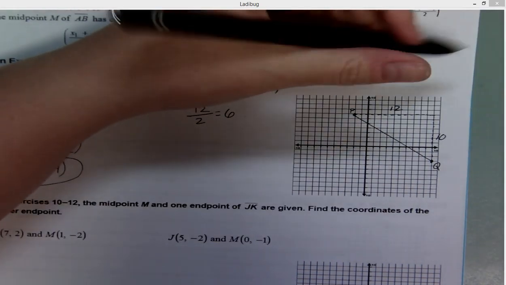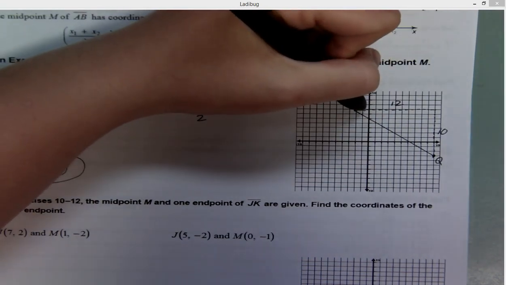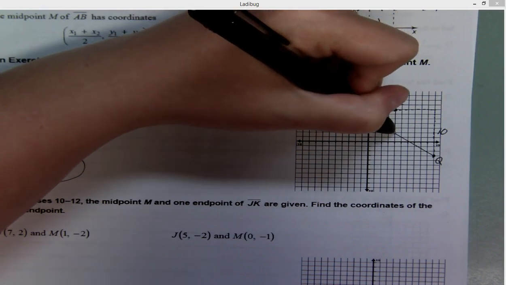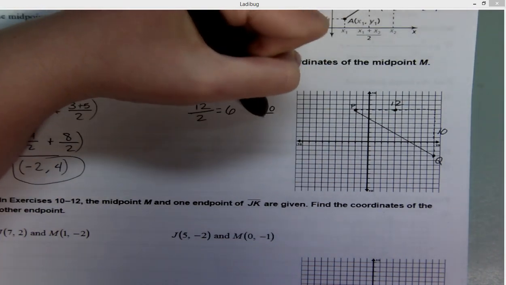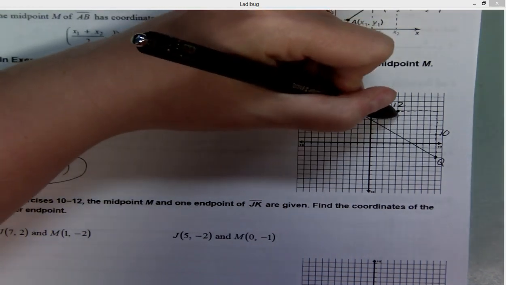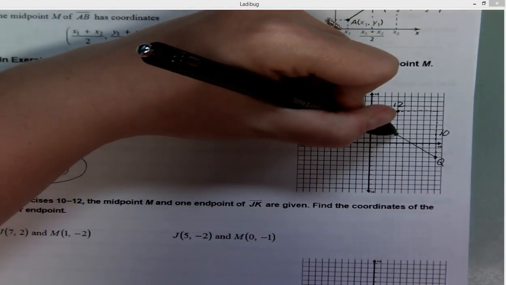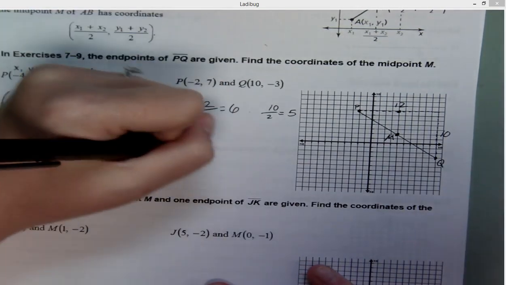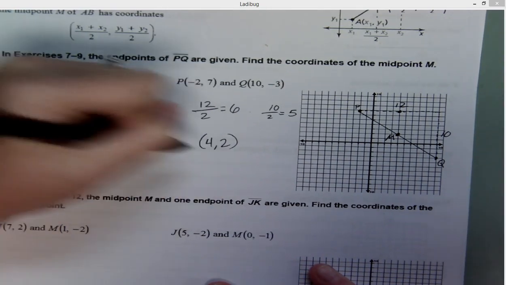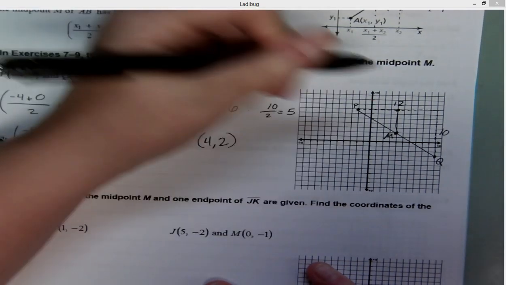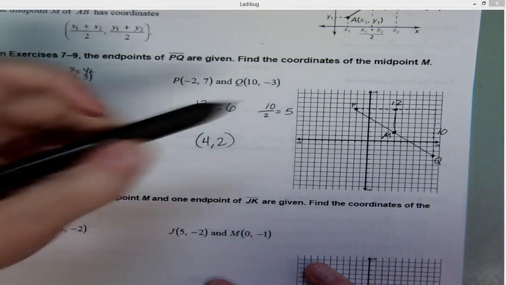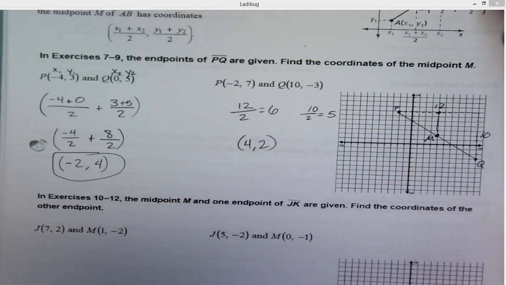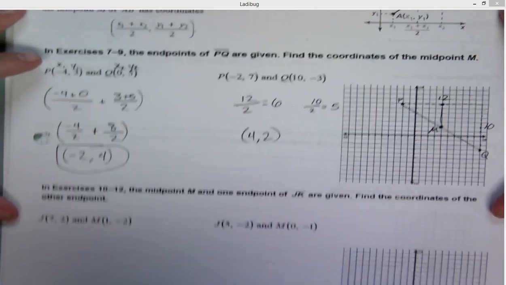So instead of going over 12 units, you only want to go half that far. 1, 2, 3, 4, 5, 6. And then we want to come down, instead of coming down 10 units, we only want to come down 5. 1, 2, 3, 4, 5. So this is going to be our midpoint. Alright. And so it's directly in between. You can use either method to do that. This is the mathematical way, this is the graphing, and that finds the midpoint.